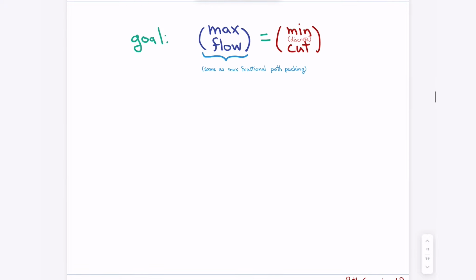Okay, so what we want to show today is that the max flow is equal to the minimum discrete cut. Actually, I've kind of departed from edge disjoint paths. I'm not worried about that. That will come from a different argument. So max flow is like the maximum fractional amount of paths you can fit. I want to show it's equal to the minimum discrete cut. And the real emphasis is discrete.